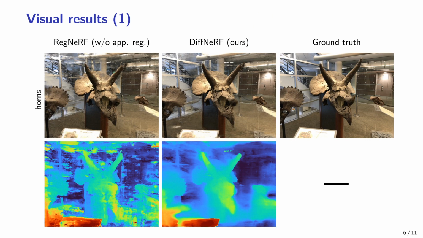We now show some visual results when using the last depth regularization term we proposed. As you can see, the proposed method generates a cleaner geometry and a better novel view synthesis, especially for the background of the scene. The depth, visualized at the bottom, is much smoother and does not suffer from floating artifacts.